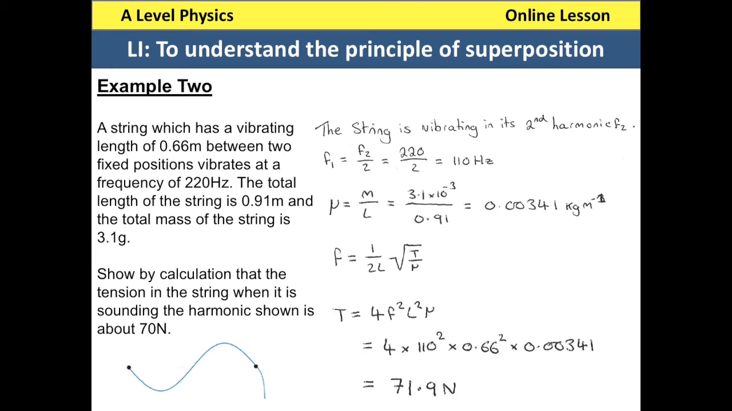Remember that we do need it to be 110 because F is the frequency of the first harmonic, 220 is the frequency of the second harmonic. Times that by 0.66 squared, times that by 0.00341 to give us an answer of 72 newtons, which is of course approximately equal to 70 newtons as we were asked to get to.